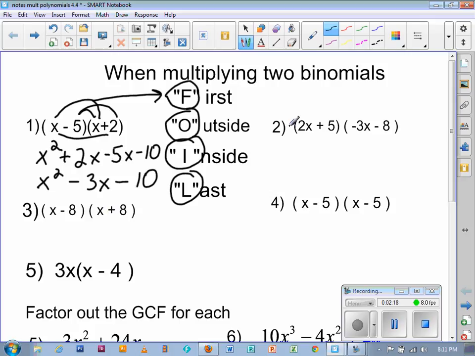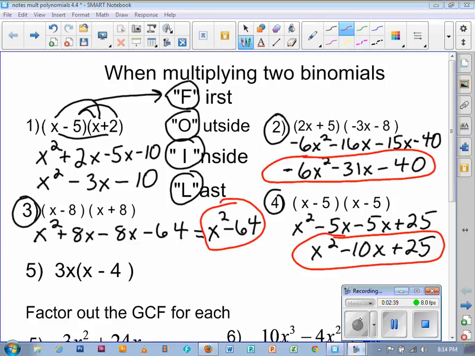Now what I would like you to do is using FOIL, FOIL number 2, FOIL number 3, and FOIL number 4. Notice in each of those cases we are multiplying two binomials, so we can use FOIL. And I'm going to hit pause, and when we come back, I'll show you what you should have come up with, and then we'll discuss your results. Okay, welcome back. As you can see, I've completed 2, 3, and 4.